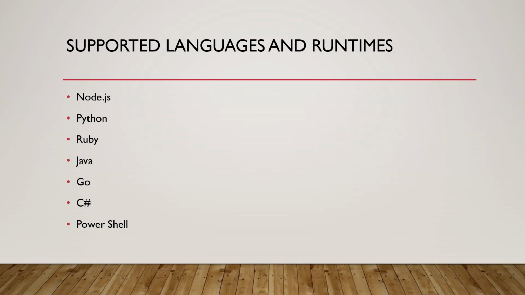So what are the different supported languages and runtimes? We have Node.js, Python, Ruby, Java, Go, C# and PowerShell. These are some of the languages that are supported by Lambda.